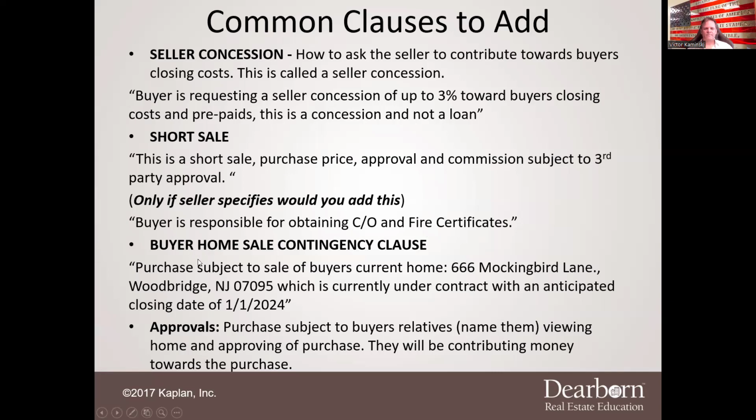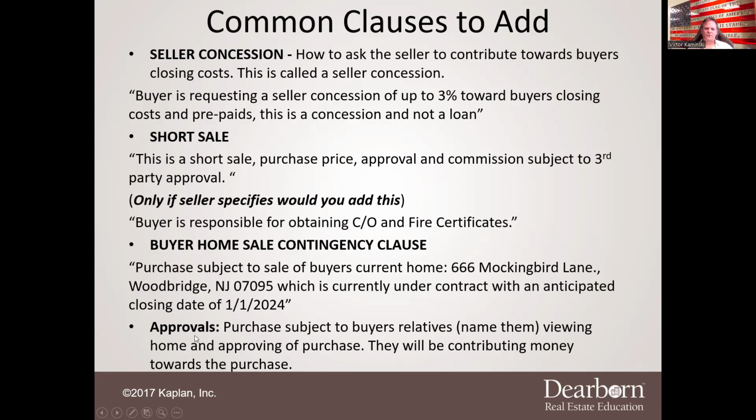And maybe the sale is contingent on the sale of the buyer's current home. If that's the case, we'd write: purchase subject to the sale of the buyer's current home at 666 Mockingbird Lane, Woodbridge, New Jersey, which is currently under contract with an anticipated closing date of, and you put down a date. So we're not just saying it's contingent on the sale of the buyer's current home. We're also giving the address of it. We're saying that it's currently under contract and it has an anticipated closing date. So we're giving more detail, trying to make sure our offer will get accepted.